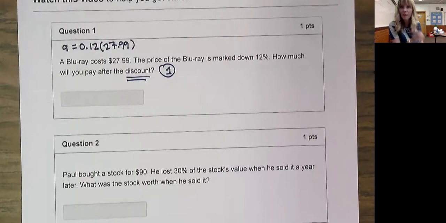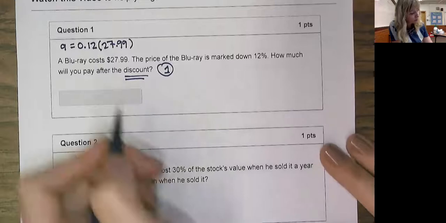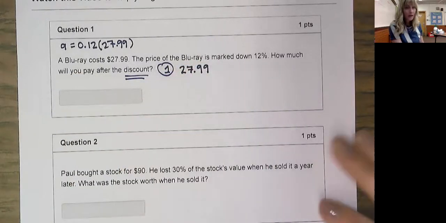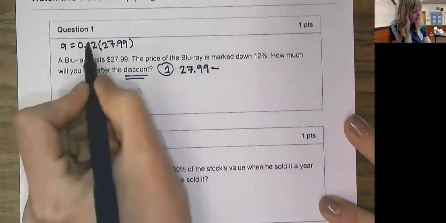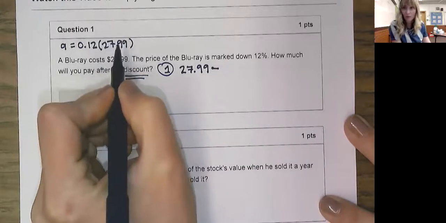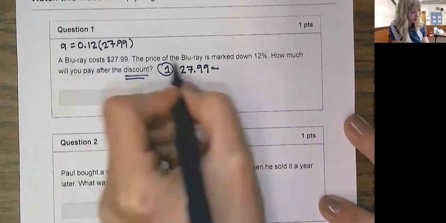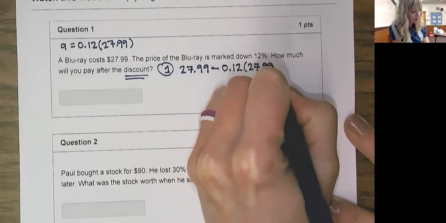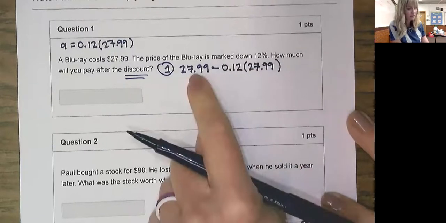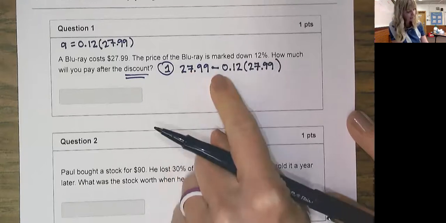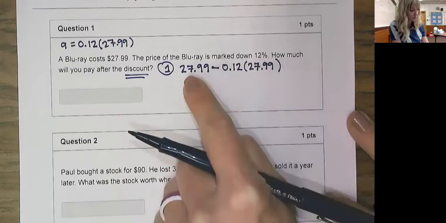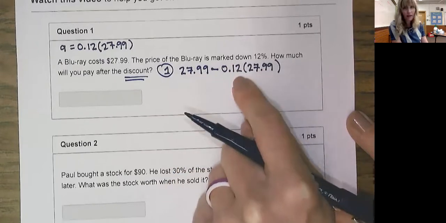This actually goes back to when we wrote expressions a long time ago. I'm going to start with the original, $27.99, and then subtract what I know is going to be the discount calculation, which is 0.12 times $27.99. Let me read this out loud and explain it. This is the original minus 12% of the original. I'll say that one more time: the original minus 12% of the original.